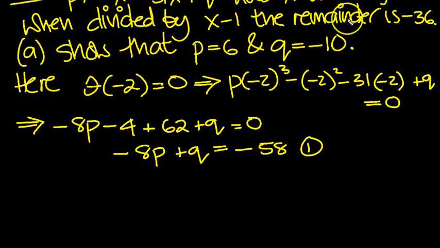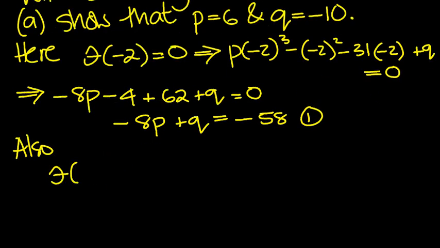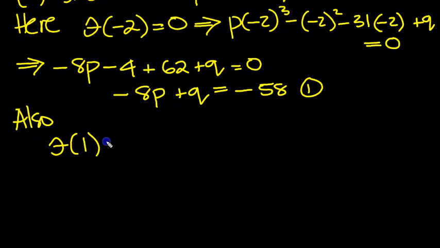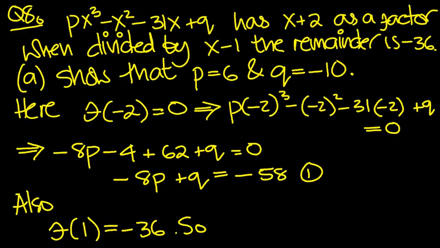Now the next thing, the remainder is −36 when divided by x − 1. So also f(x − 1), so that would be f(1), wouldn't it? f(1) equals −36, wasn't it? f(1) is −36, so let's put it in.